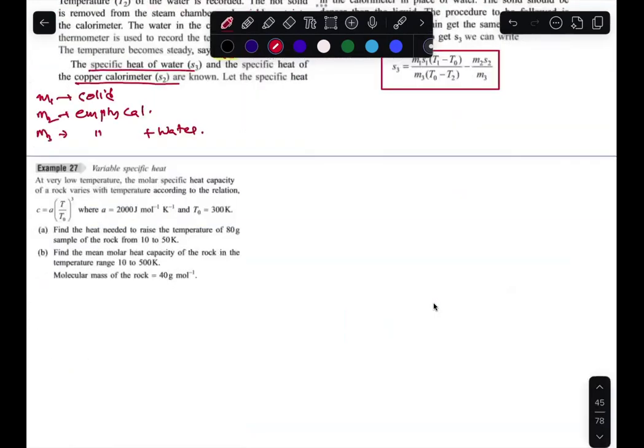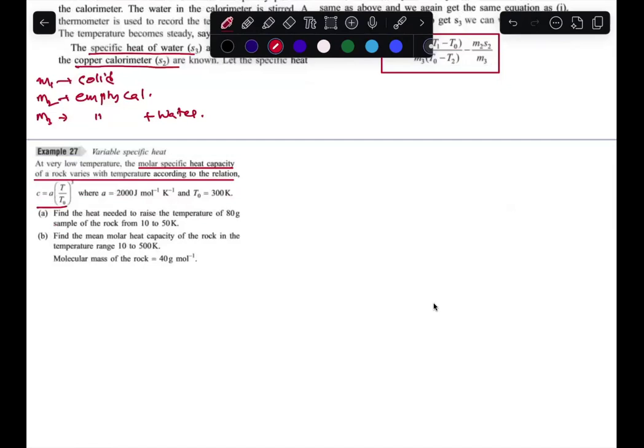Next. Till now, we are working with constant specific heat. And I am saying specific heat capacity of water, I am simply saying 1 calorie per gram per degree centigrade. What if some material's specific heat changes with temperature? At very low temperature, the molar specific heat capacity of a rock varies according to the relation C is equal to A (T by T naught) whole cube. Some data is given. Find the heat needed to raise the temperature of 80 grams of sample of the rock from 10 to 50 Kelvin.